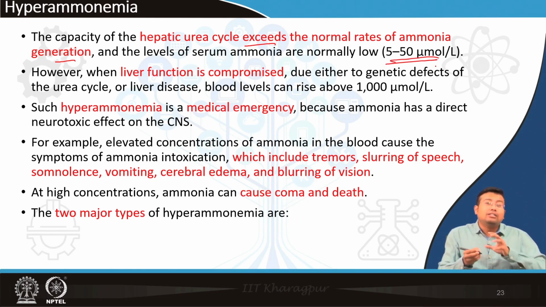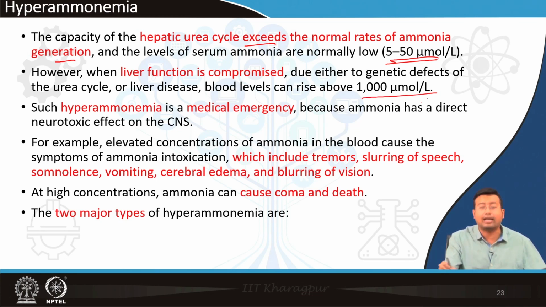But if due to any reason the liver function is compromised, the liver cannot act, there is some problem in the liver, then suddenly the ammonia level will go very high. It can rise above 1000 micromole per liter, and this will lead to a lot of problems. This is basically a medical emergency.